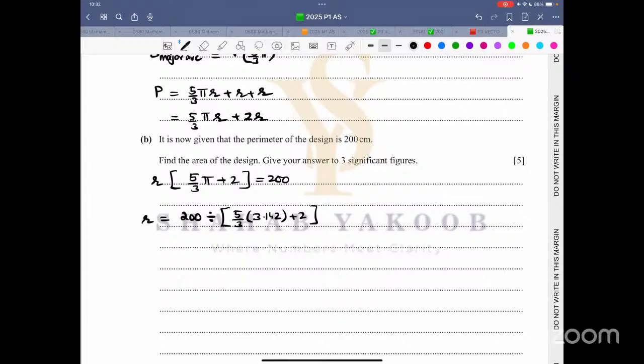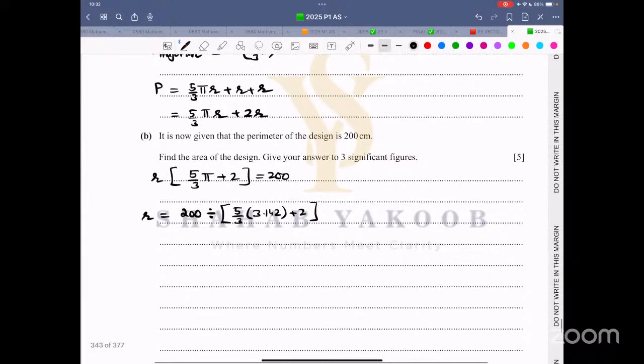Now let me grab my calculator. This is 5 into 3.142 divided by 3 plus 2, reciprocated and into 200. So that comes out to be 27.64. So r is 27.637 centimeters. I'm using 5 significant figures. Now area of the design.